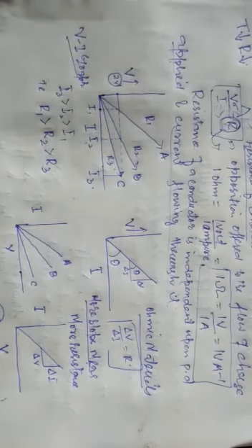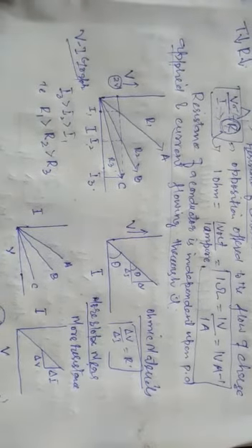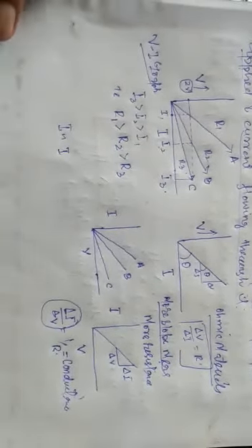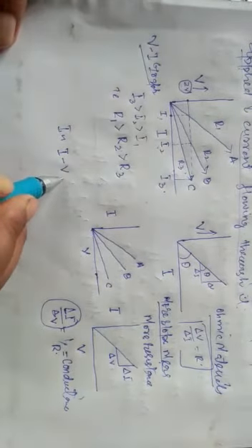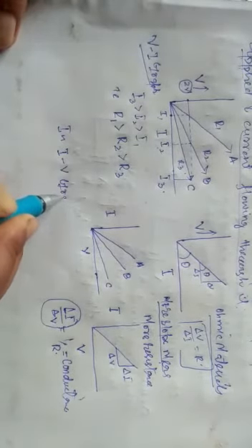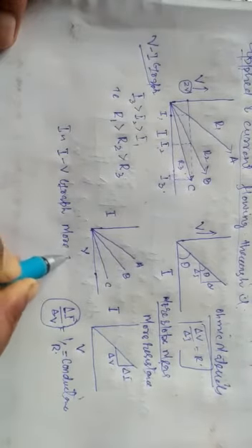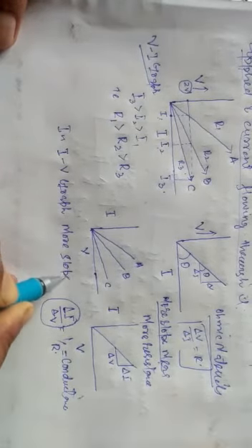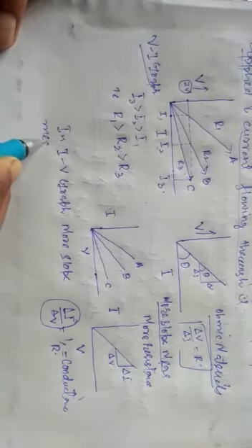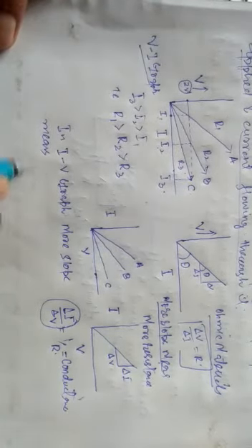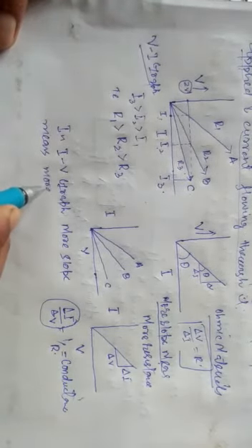In the IV graph, more slope means more conductance.